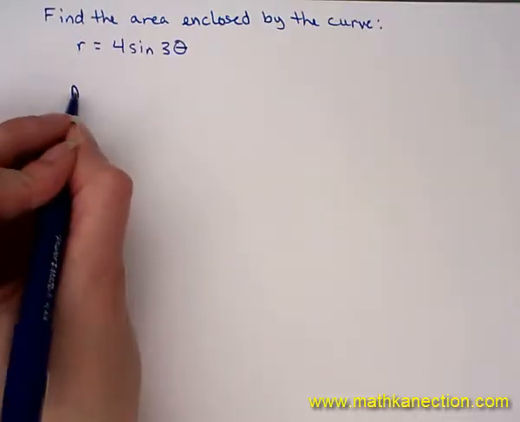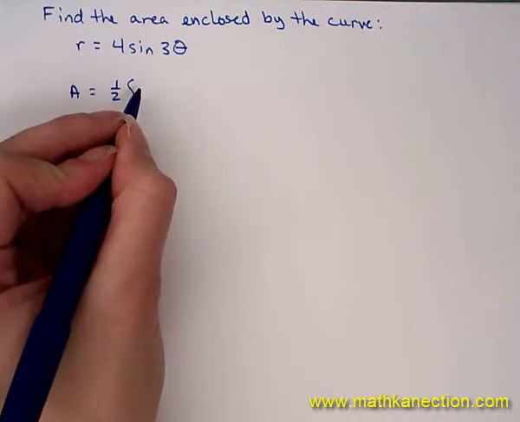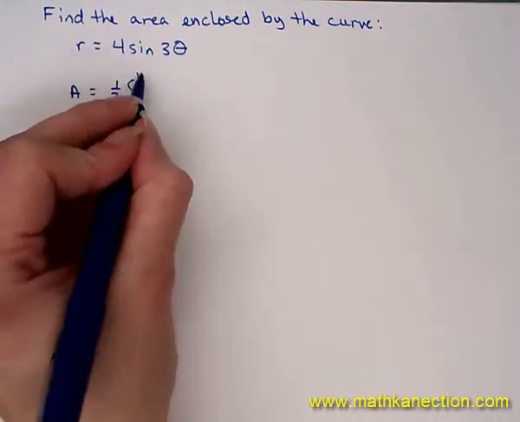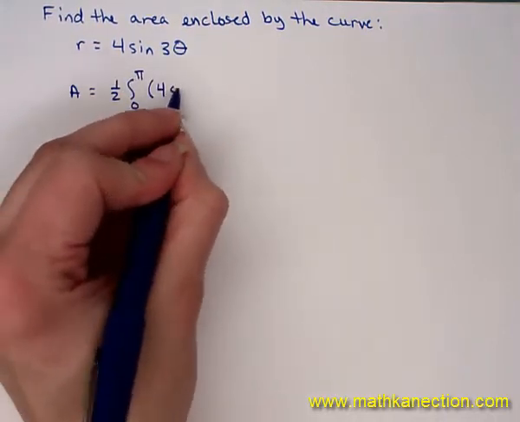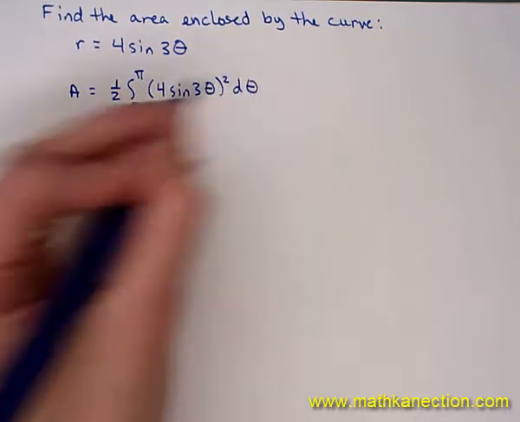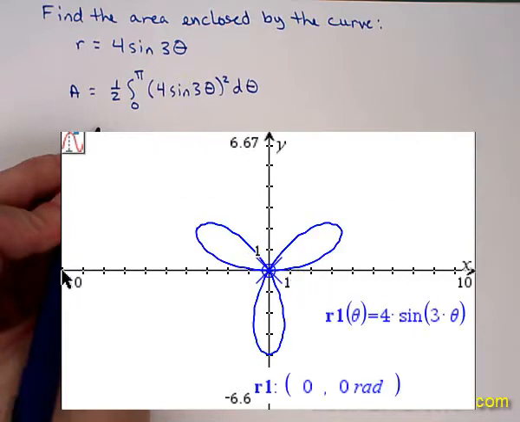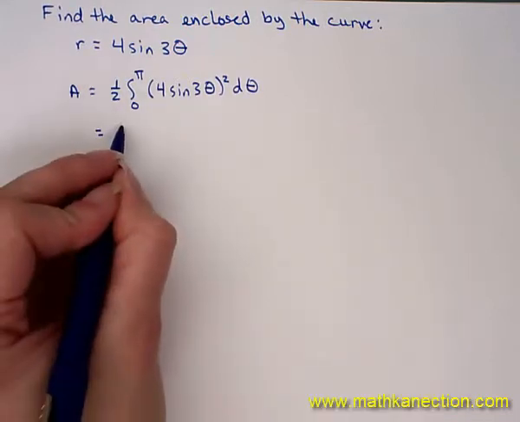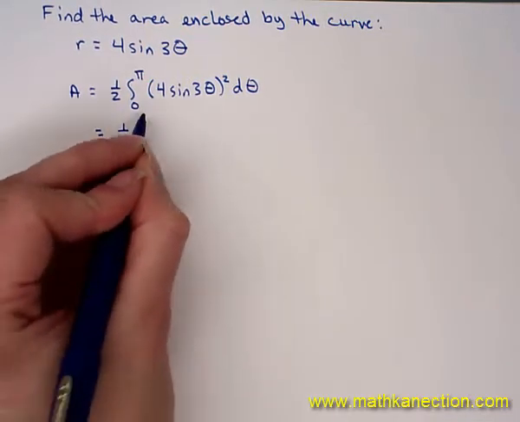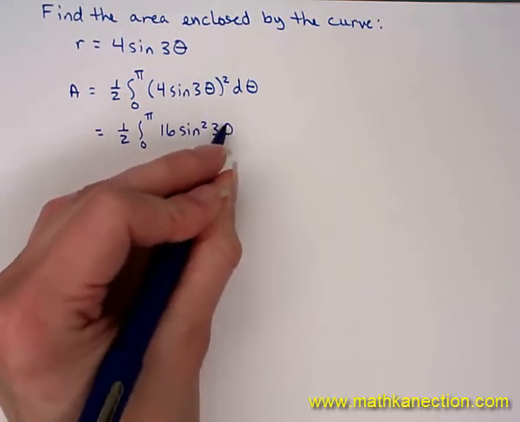Then finding the area enclosed by the curve r equals 4 sine of 3 theta. Area is equal to 1/2 the integral from 0 to pi of 4 sine 3 theta quantity squared d theta. You can see that from our graphing calculator. We sketch this out, trace along, and you see we go from 0 to pi. So we have 1/2 integral from 0 to pi of 16 sine squared 3 theta d theta.